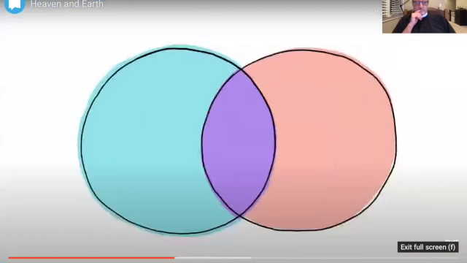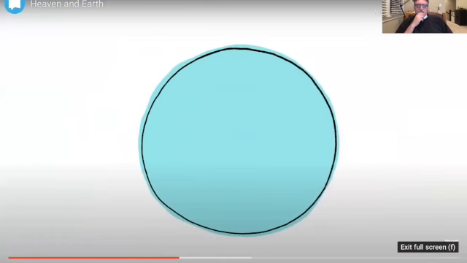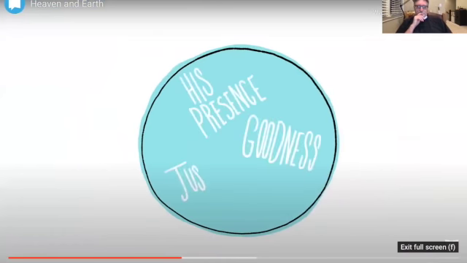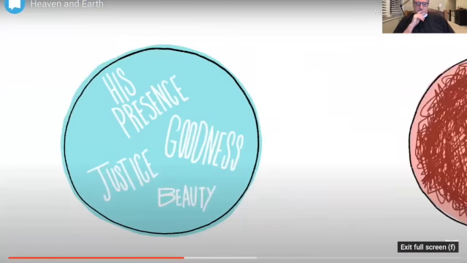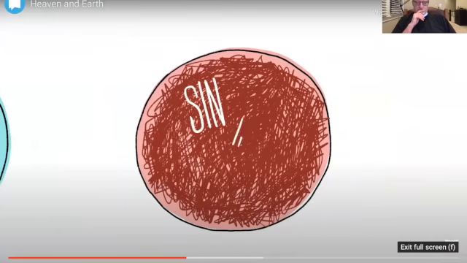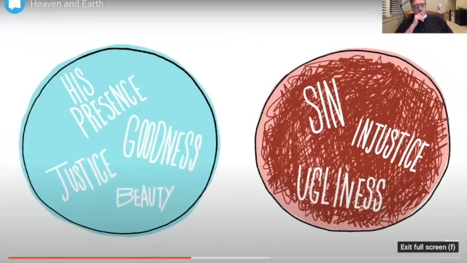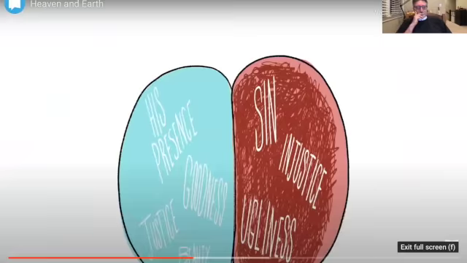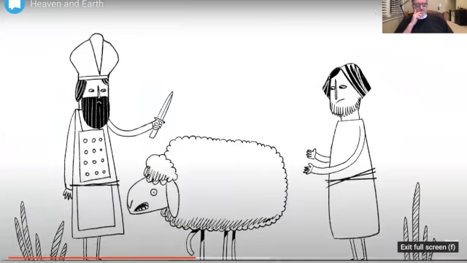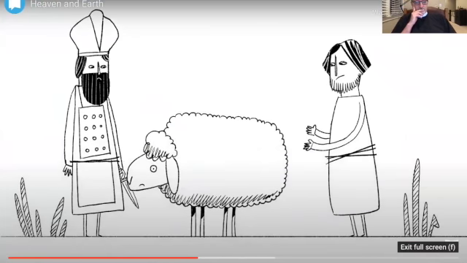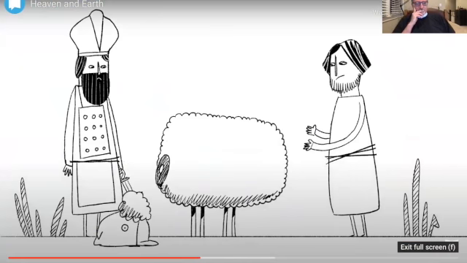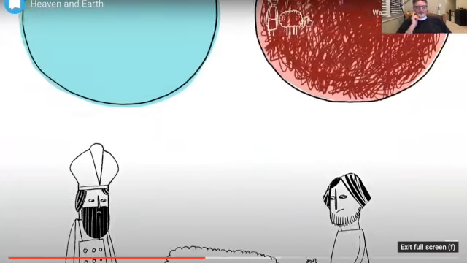But not so fast, because the temple also creates a problem. God's space is full of his presence and goodness and justice and beauty, but human space is full of sin and injustice and the ugliness that results. So how do these spaces overlap if they're so different and they're in conflict with each other? This was resolved through animal sacrifice. Yeah, that's kind of weird. What do animal sacrifices have to do with this? Yeah, the idea is this.